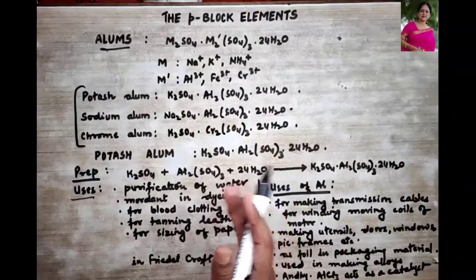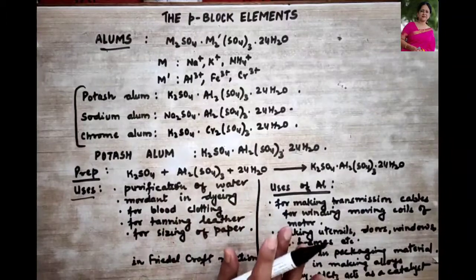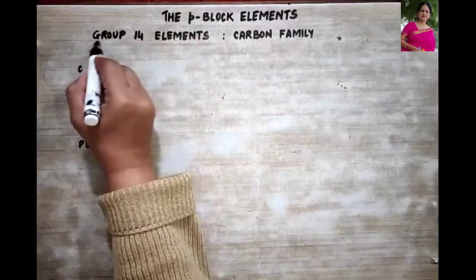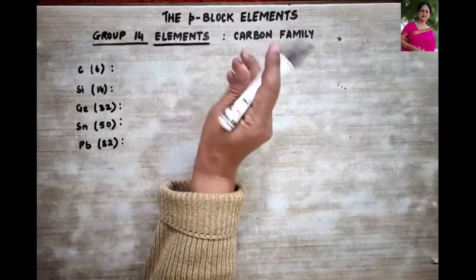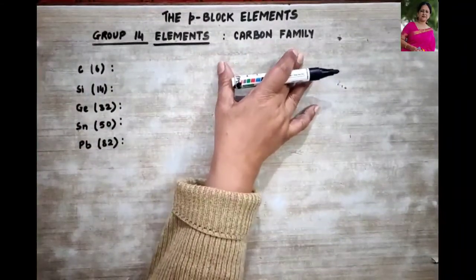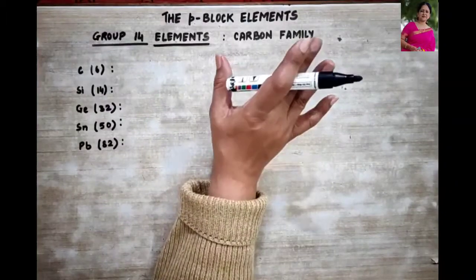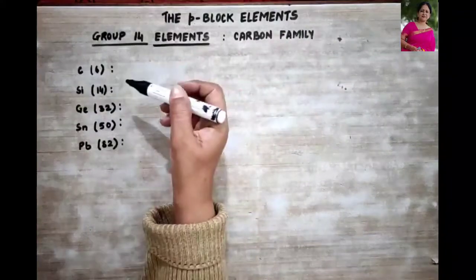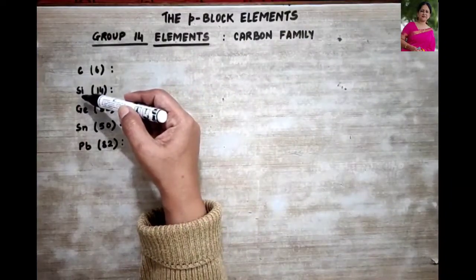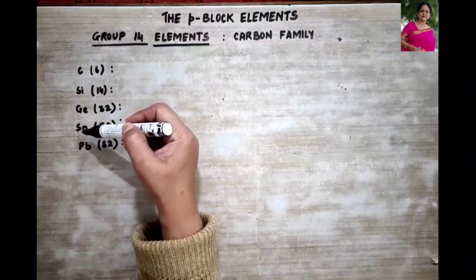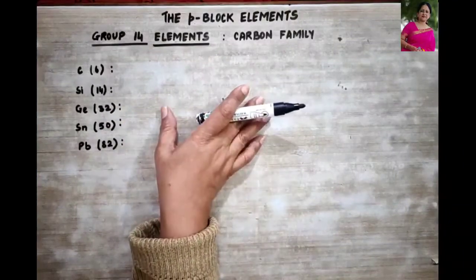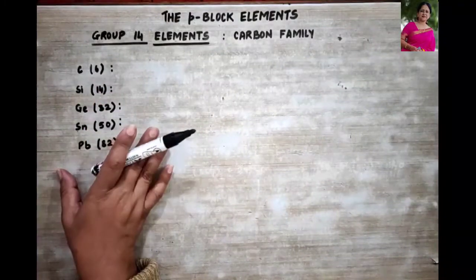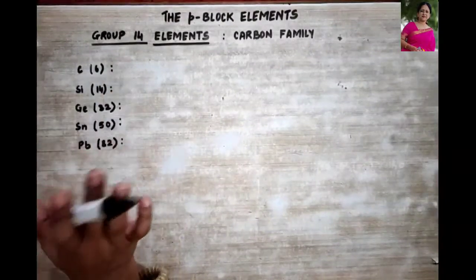Now I shall begin talking about group 14 elements, that is the carbon family. So let us now begin with group 14 elements. Group 14 elements are also called the carbon family. Why? Because carbon is the first element of group 14. Clear? Other members of this family are what? Silicon, germanium, tin and lead. Fine. These are the 5 elements that we find in the carbon family: 1, 2, 3, 4 and 5.